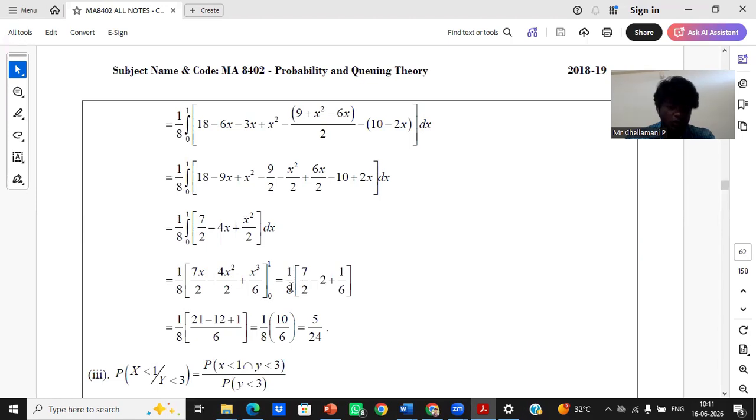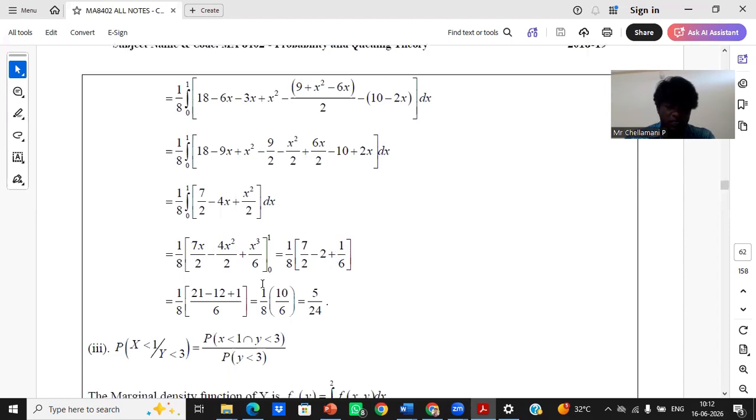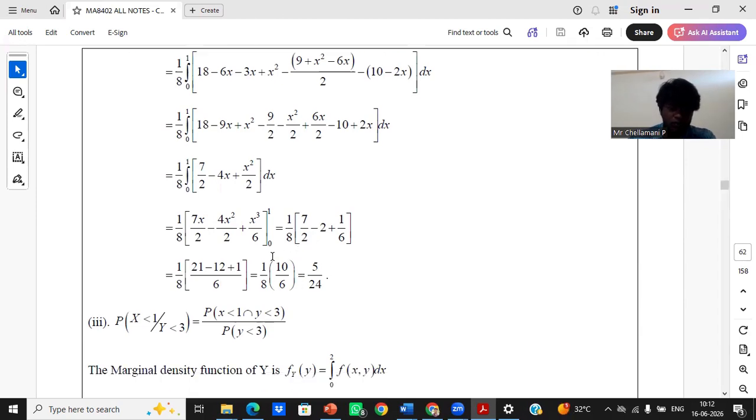So here the constant value is 1 by 8. And substituting the limit values, we will get 7 by 2 minus 2 plus 1 by 6. Simplify this, we will get 21 minus 12 plus 1 by 6. And simplify this, that is 10 by 6. And multiplying this, we will get 5 by 24. This is the answer of subdivision number 2.